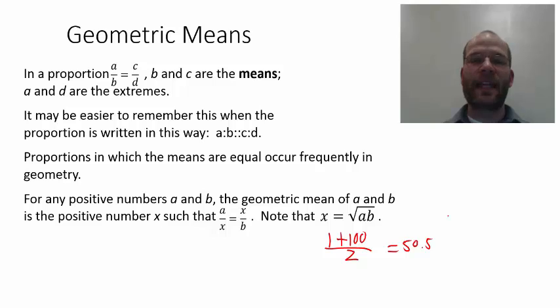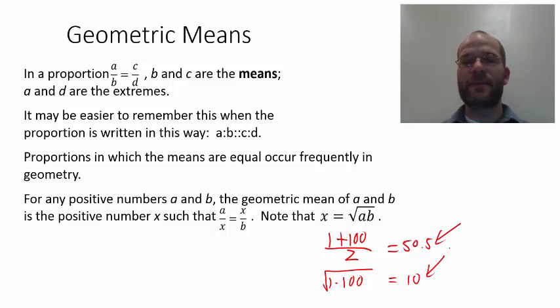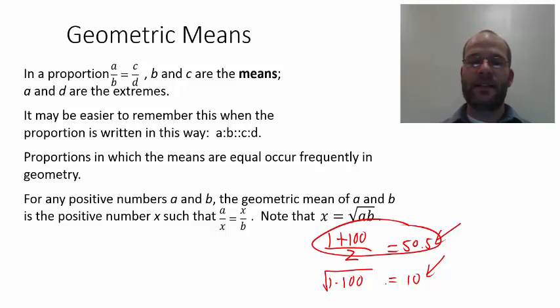It has more of a multiplication essence to it. And so we have the multiplication of the two numbers, 1 times 100, and then the square root of those values. And that is 10. Notice the very obvious difference between the two means. This is arithmetic. This is geometric.